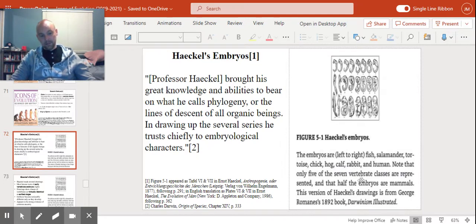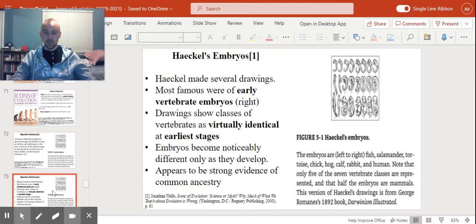So this figure says, note that only 5 of the 7 vertebrate classes are represented and that half of the embryos are mammals. This is a version of Haeckel's drawings from George Romanes's book, Darwinism Illustrated. So this is a very common thing to see in a biology textbook or some other textbook discussing evolution. Haeckel made several of these drawings. Most famous were the early vertebrate embryos, which are on the right, and vertebrate meaning usually it has a backbone, has some type of a spine, has a skeletal structure.